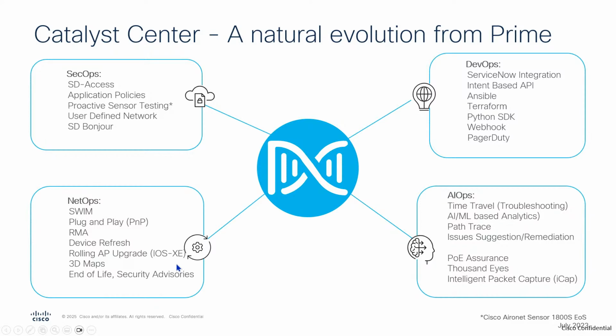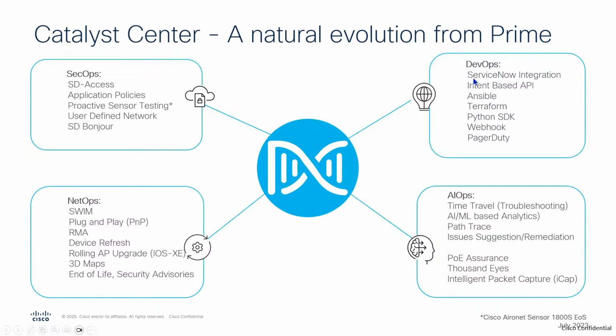We have other features such as RMA, device refresh, rolling AP upgrades to make sure as you're upgrading that your wireless network is up at the same time, 3D maps, end of life, and security advisories as well. This is all in the net operations realm, which is going to be mostly your network administrators, your network engineers. SecOps will mostly be your security engineers, security analysts.